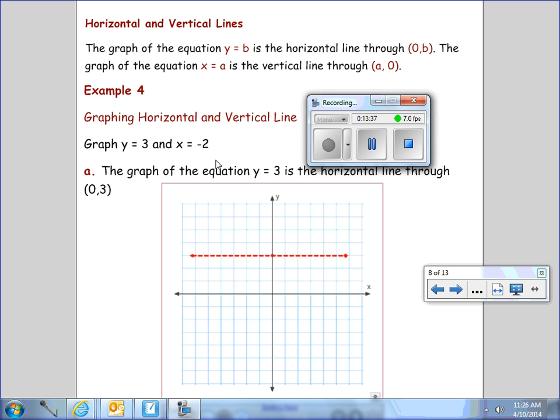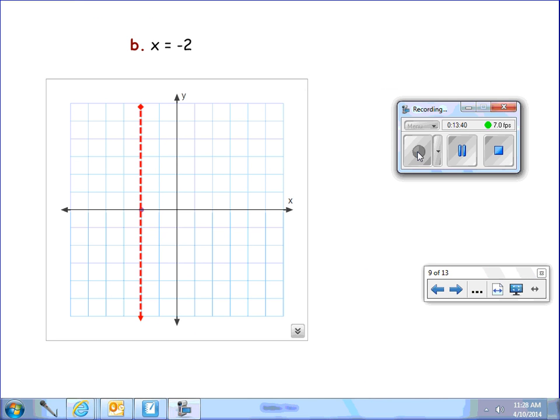We'll go to the next screen and we'll plot x is equal to negative 2. So on B, this will be considered a vertical line. X is equal to negative 2. You plot your point as if x is negative 2 and y is 0. And here is your vertical line.